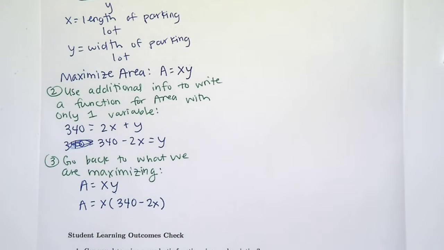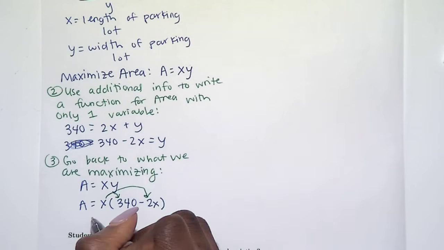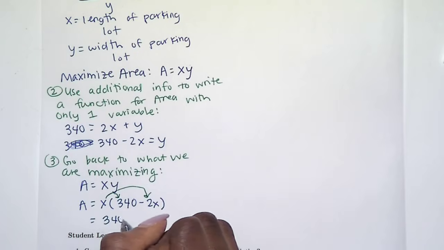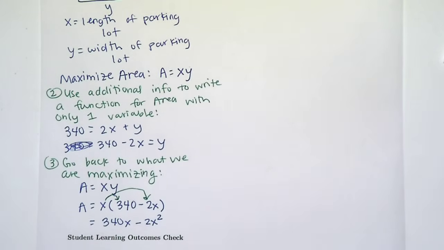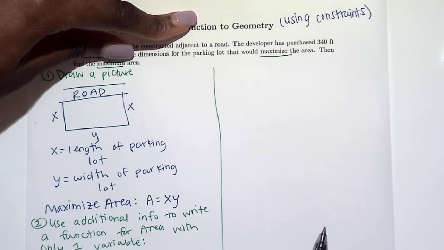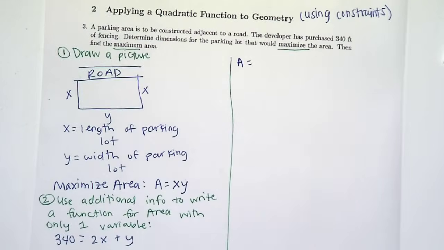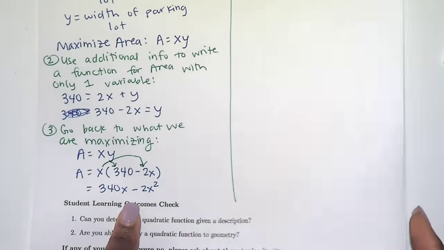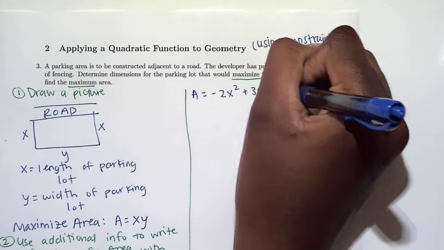Okay. And then I'm going to distribute this x, and you'll see where we're going here. All right, what kind of function is this? It's a quadratic function, which means this is the picture of a parabola. So I'm going to go to the top of my page and use the other side. What we just found is that A is, and if you want to reorder this, you can, or you can leave it like this, A is negative 2x squared plus 340x.